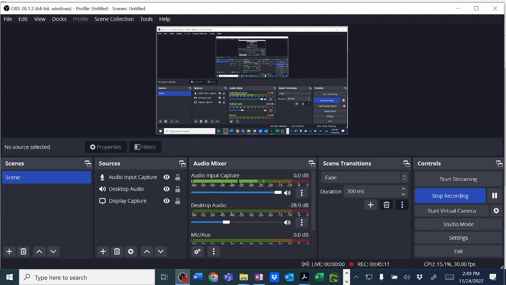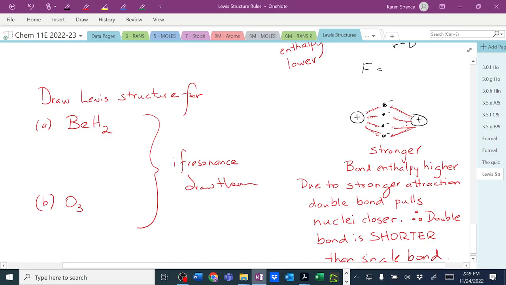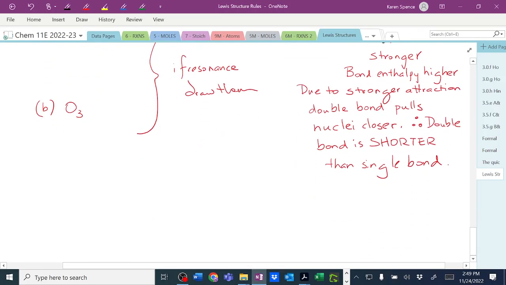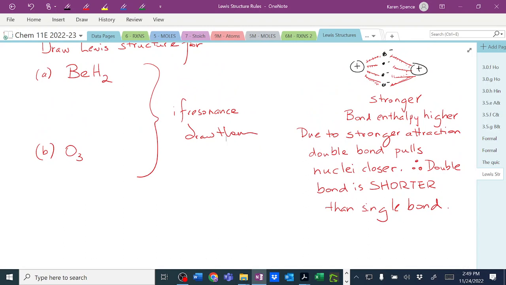Okay, we're recording again? I think so, yes. So we are now going to do O3, because I think BeH2 is fine. BeH2 should just look like this, because Be is one of our exceptions that only needs 4.